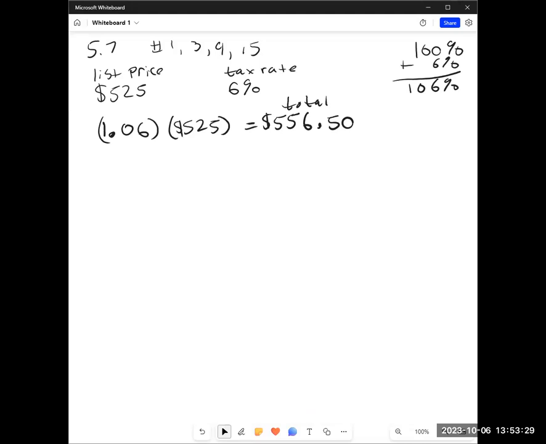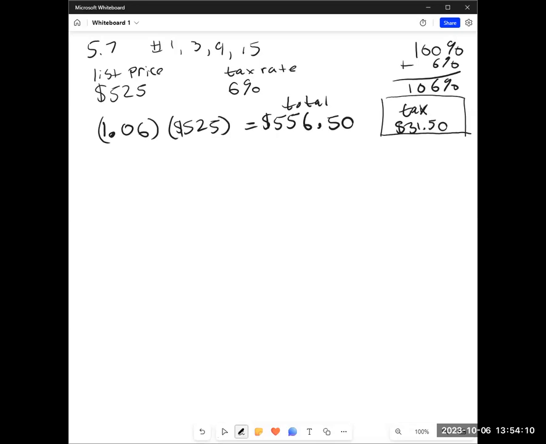Now the tax that was charged is the difference there. If I wanted to calculate just the sales tax here, let's subtract the list price of $525 from that. So my tax price was $31.50. I could have found the tax just by taking 6% of the original price as well, since this just asked me for the amount of tax paid. I could have done that. There's my answer for the tax.